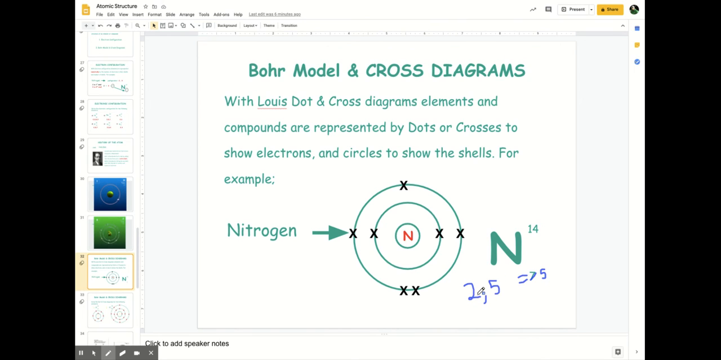So 2 comma 5. Well, let's look. 1, 2. This floor is filled. We got to move out. 1, 2, 3, 4, 5. There's room for 3 more people. So if you got 3 more friends, you can come on over, which is really important for bonding and stuff when we get to that, guys and gals. All right.